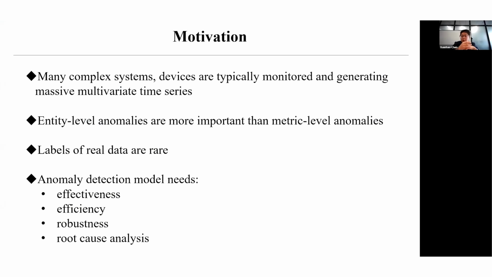Multiple time series is more general in the real world, which means that detecting entity-level anomalies is more important than metric-level anomalies. Although detecting anomalies at the entity level is more intuitive, it has the following challenges. First of all, the labels of real data are rare. It's difficult to train a classifier.